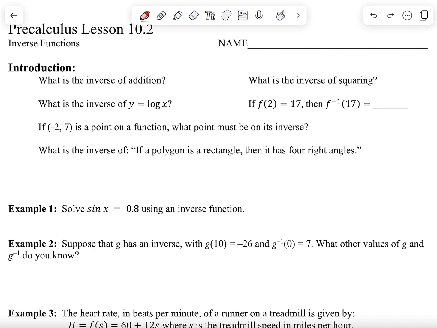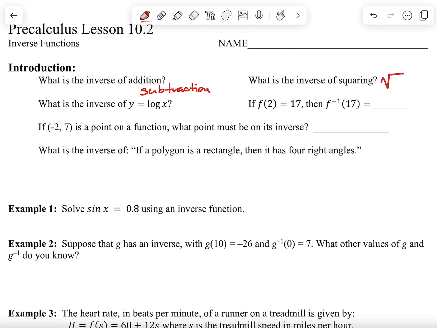So, little introductions about inverses. For instance, if I asked you what the inverse of addition is, hopefully you would say subtraction. Those are considered inverse operations, especially when you're solving an equation. If you're trying to solve and you've got an addition in the equation, you would usually do some subtraction to undo that. The inversing of squaring would be square rooting.